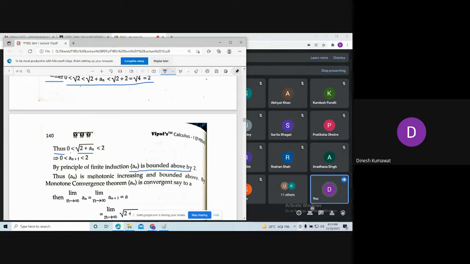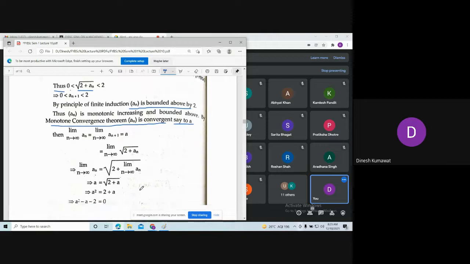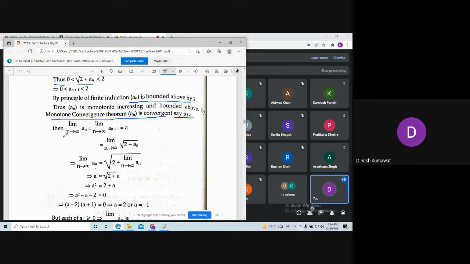Thus, an is monotonically increasing and bounded above. So by monotone convergence theorem, an is convergent. Let it be converging to a point a. So then we are going to say limit of an is the same as limit of an plus 1, which is nothing but a, because whenever the limit of the sequence exists, it has to be unique.